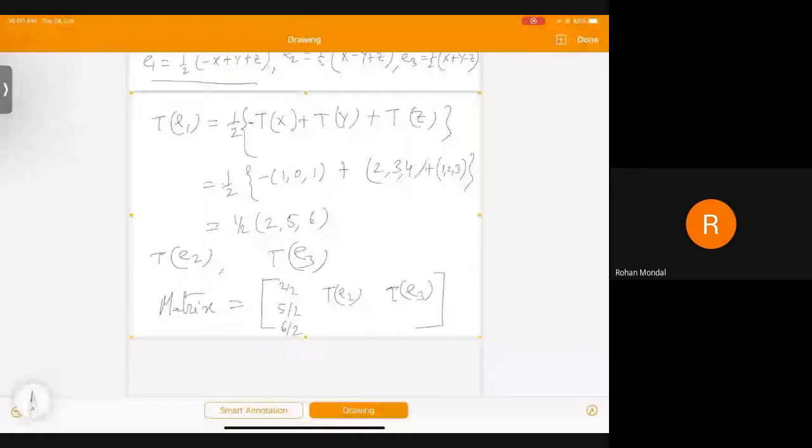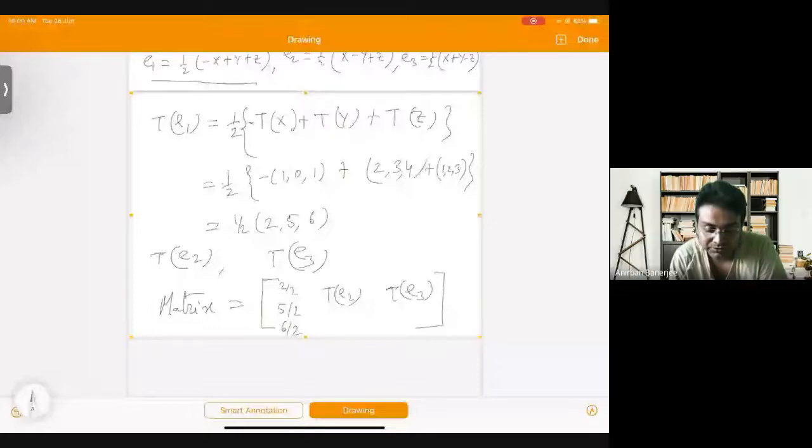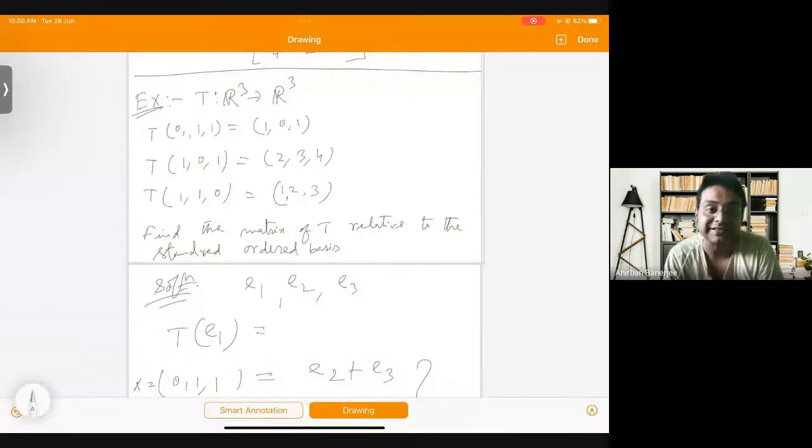Yeah, sir. So just one thing: here we represented E1, E2, and E3 as linear combinations of the given vectors, right, sir? No. So here we are not dealing with any other basis. We are dealing with the standard basis. The example vectors are given in the standard basis. And also we have to figure out the transformation matrix with respect to the standard basis.